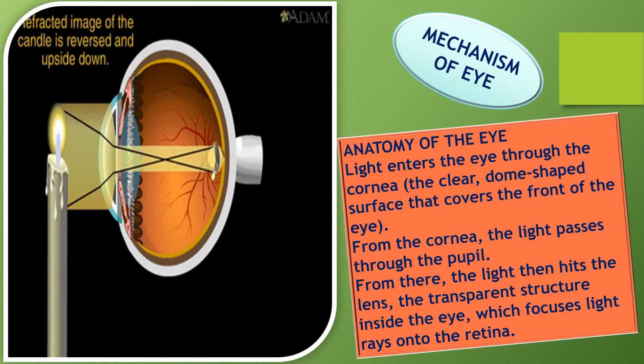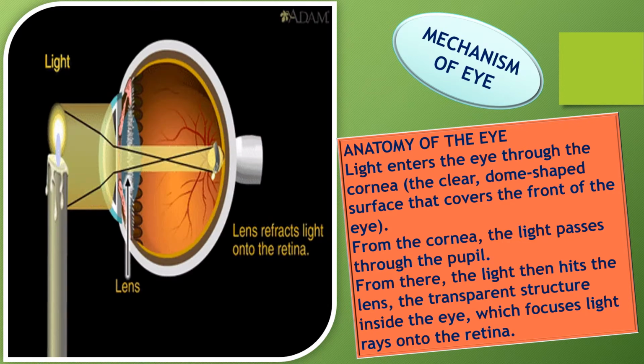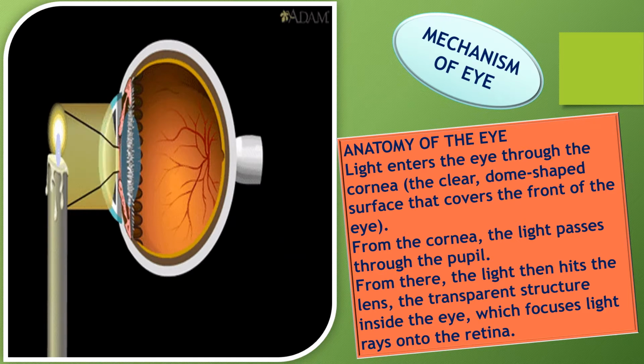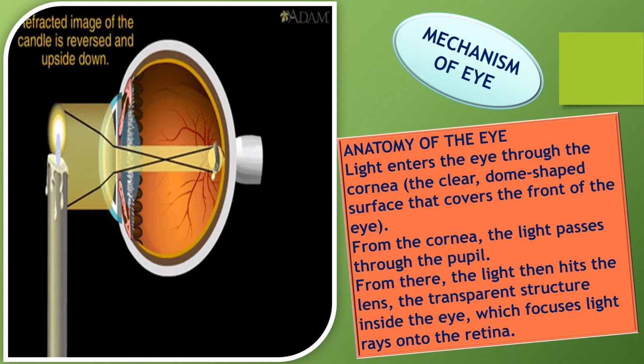Mechanism of the eye, or how the eye works. Light enters the eye through the cornea, the clear dome-shaped surface that covers the front of the eye. From the cornea, the light passes through the pupil. You can see the diagram. First, light enters the eye through the cornea. Next, from the cornea, the light passes through the pupil.